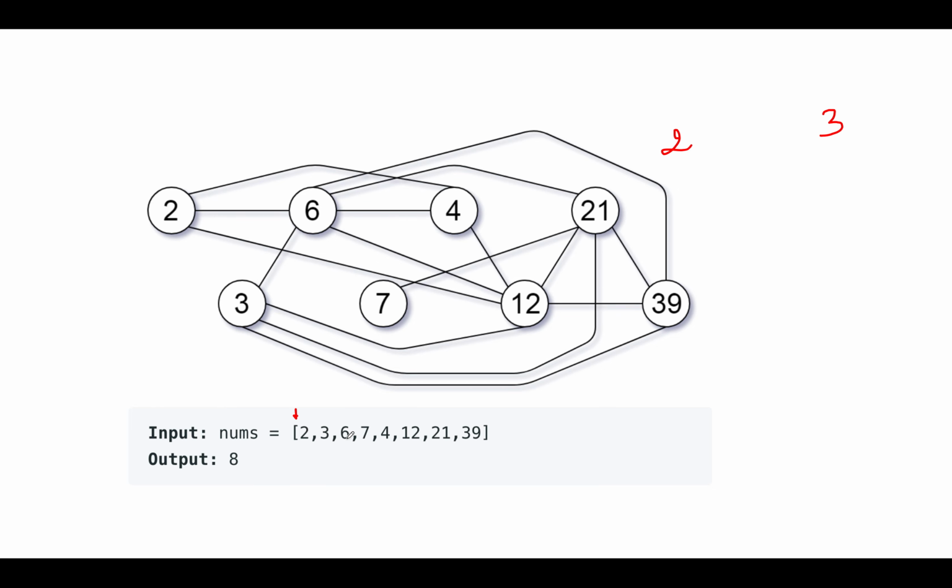Is 6 connected with 3? Yes, 6 is connected with 3 as well. 6 is connected with 2 as well. Since 6 is connected with both of them, this will make 2 and 3 fall into the same category. So now 2 and 3 will become a single unit along with 6. So now we have 3 elements, 2, 3 and 6, which are connected with each other.